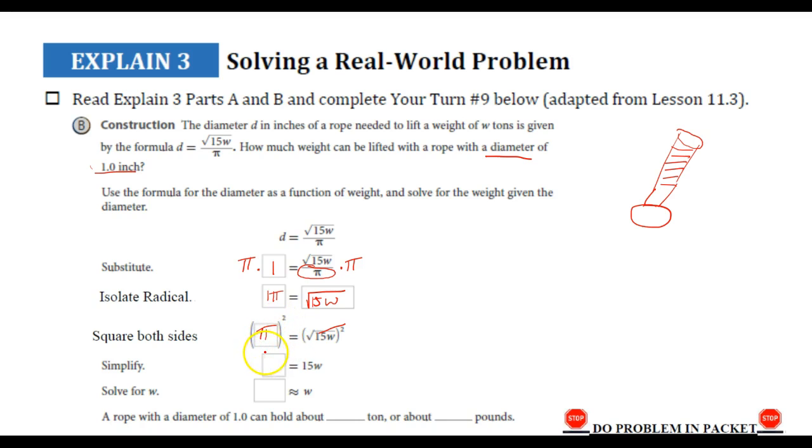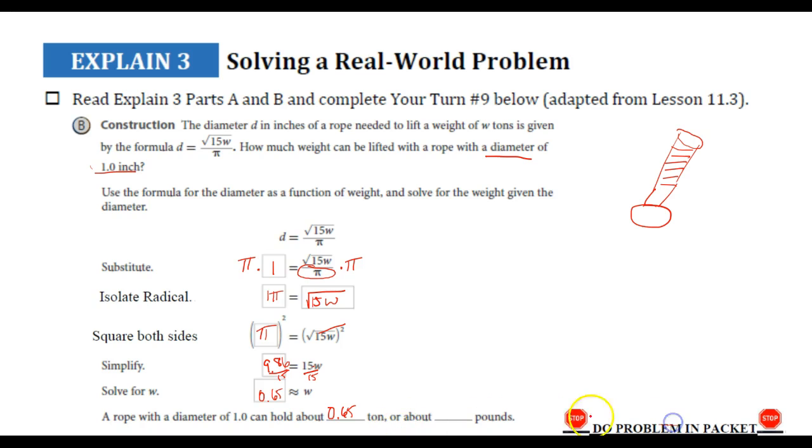Go ahead and take some time right now and figure out what the square of pi would be, and that should be about 9.86. What's the opposite of multiplying by 15? Dividing by 15. So if I divided that out, go ahead and take some time to do that right now. That would be about 0.65. So a rope with a diameter of 1.0 can hold about 0.65 tons.